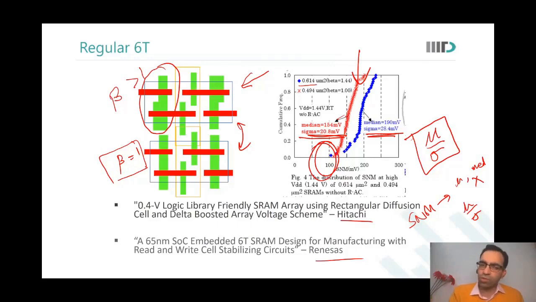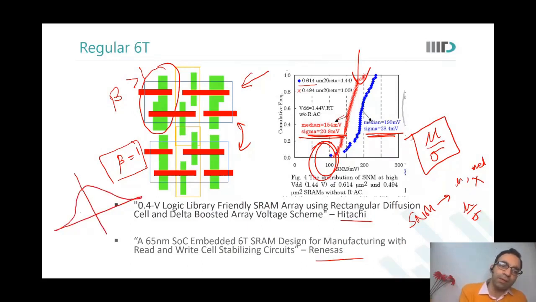You know what sigma is? Standard deviation. Mu is mean. When I talk of mu by sigma, what I am essentially saying is that if it was a Gaussian distributed curve, then I will go 1 sigma away. There is some probability that I am covering one set of cells. You go 2 sigmas away, I will cover another set of cells. 3 sigma away, I will cover another set of cells.